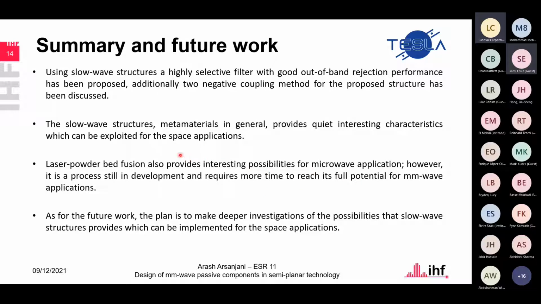So just to summarize what we talked about first: by using slow wave structures, we managed to fabricate a highly selective filter with good out-of-band rejection performance. We also provided 2 suggestions on how to implement the negative coupling between the concept of slow wave structures or this surface mountable component that we are developing. And we also figured out that slow wave structures, as metamaterials in general, provide quite interesting characteristics which can be exploited for space applications. And this is what I'm spending my time and my studies on.